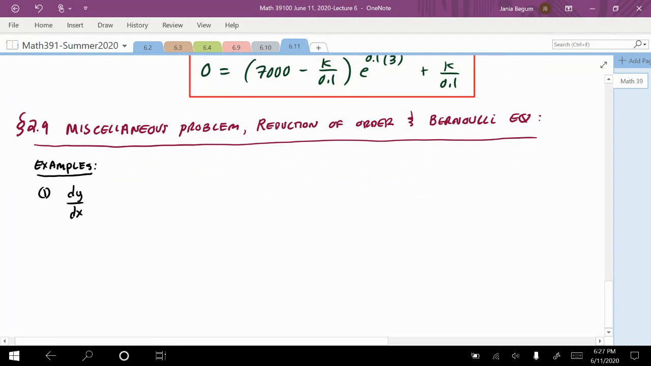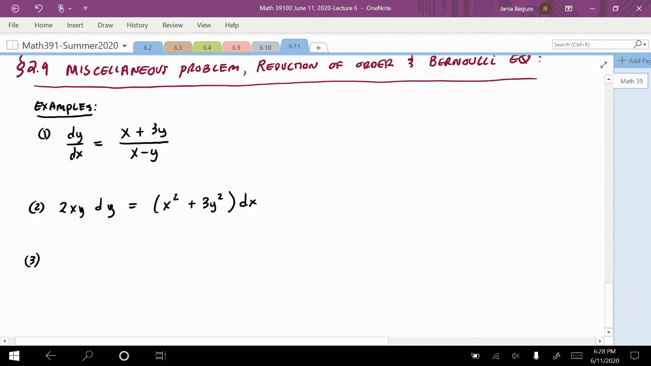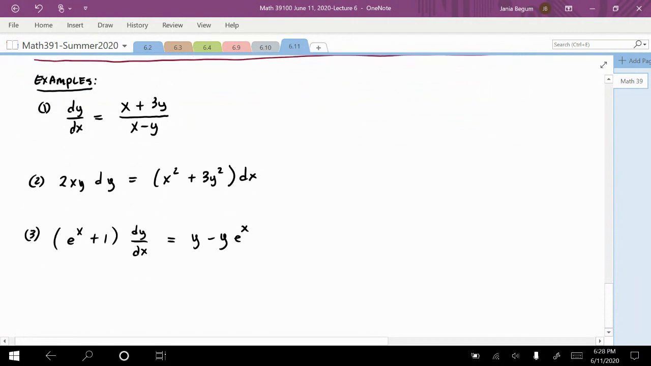So suppose you have dy/dx is equal to (x plus 3y) over (x minus y). Number 2, 2xy dy is equal to (x squared plus 3y squared) dx. Number 3, (e to the x plus 1) dy/dx is equal to y minus y e to the x. And then let me just give you one more.